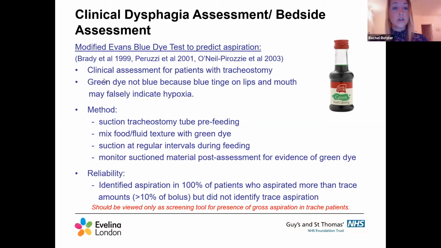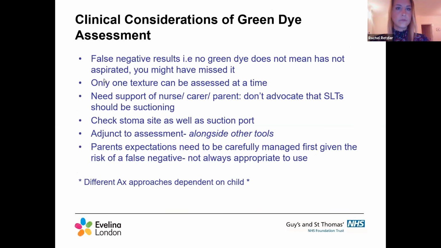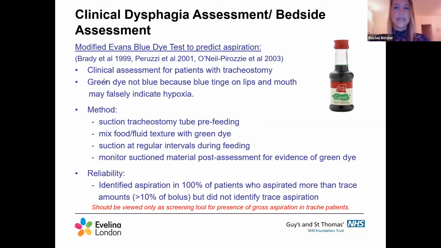And then we also monitor the material post-assessment for evidence of green dye. In a study from Paeds et al., we looked at simultaneous video fluoroscopy and dye testing in 20 subjects. They reported a 50% false negative error rate. So a negative result is that no green dye was seen on suction, and a positive result, meaning aspiration was present, is that green dye was seen.